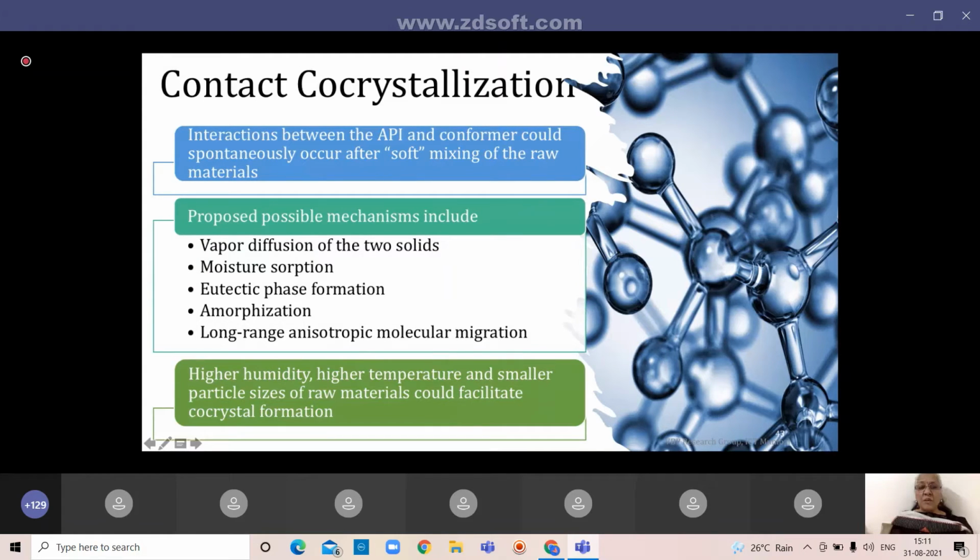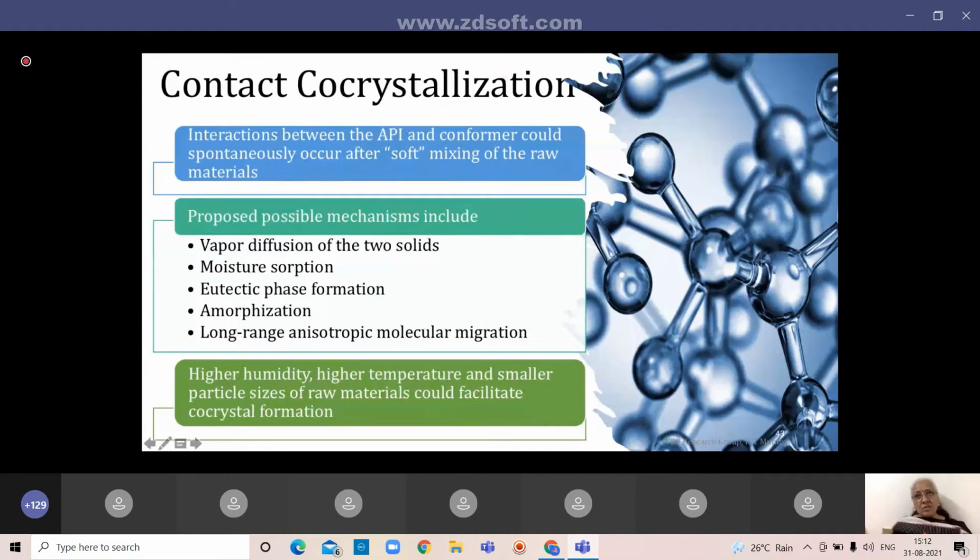Anisotropy is a term for when the property will be different when you view it from different perspectives. It could be any property. So higher humidity, higher temperature, small particle sizes of raw materials all can facilitate co-crystal formation. You may be thinking, if you have high humidity and a hygroscopic material, whether they'll form co-crystals. Yes, they will form, but then it is your headache. How do you crystallize out?